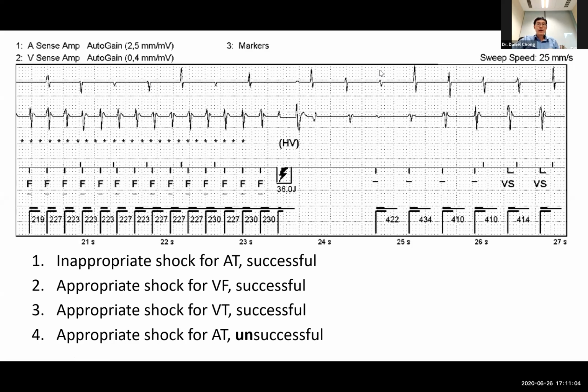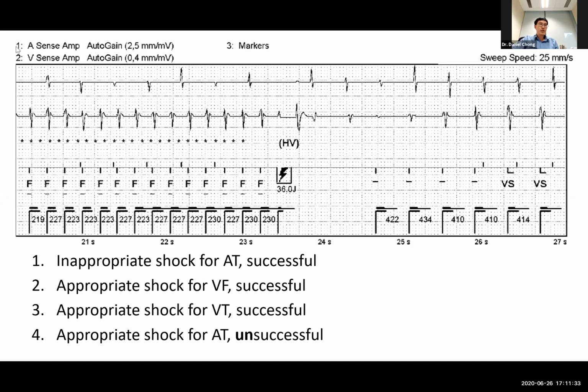Okay. So this is an ICD. Very good. I think the majority got the answer correct. Let me go through this ICD tracing, because maybe not all of us see this on a regular basis. We may have a mixed group with different degrees of experience. So let me go through this tracing.